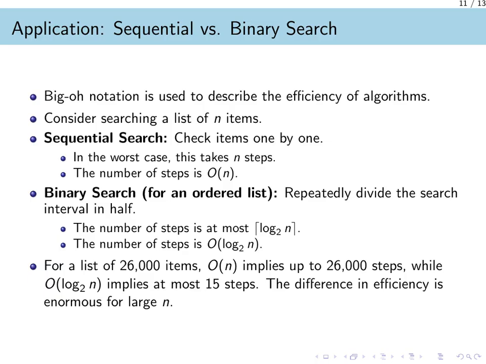To feel the impact of this difference, consider a list of 26,000 items. The sequential search might take all 26,000 steps, but a binary search is guaranteed to finish in 15 steps or fewer. For large problems, this shows that your choice of algorithm has an enormous effect on performance.